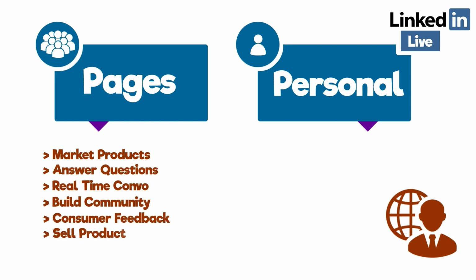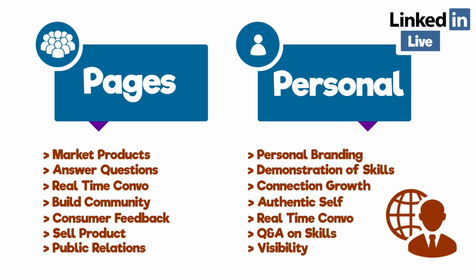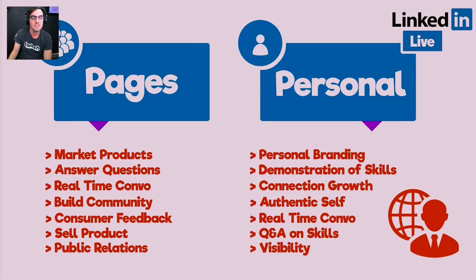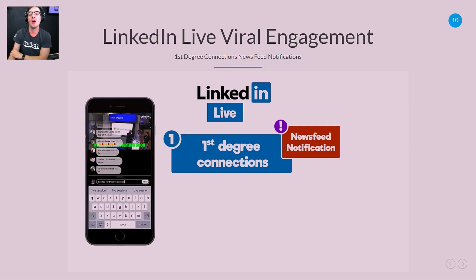So what works well? Well, on business pages, you can market products, answer questions, have real-time conversations, build community, get consumer feedback, and sell products. Now, on your personal page, you want to do some personal branding. You want to demonstrate your skills and grow your connection base, show your authentic self, have real conversations, provide Q&A, and increase your visibility to the world. So again, this viral engagement thing is when your first degree connections go to second degree and third degree connections using the LinkedIn notifications available on the platform.